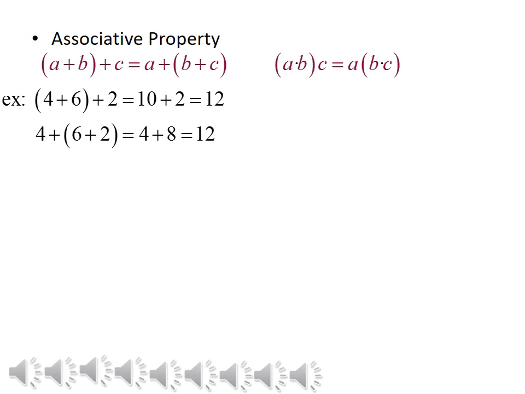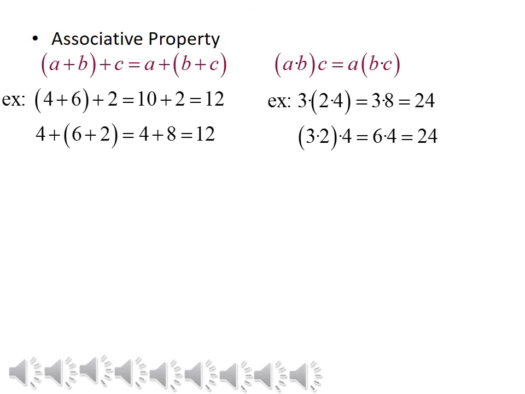The associative property of multiplication is very similar, saying that the order of our grouping doesn't really matter. If we take the quantity A times B and multiply it by C, that'll be the same thing as A times the quantity B times C. And an example of this, if I look at 3 times the quantity 2 times 4, well, 2 times 4 is 8, so 3 times 8 is 24.